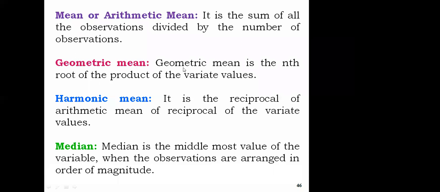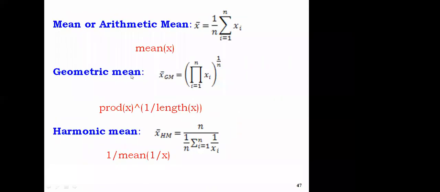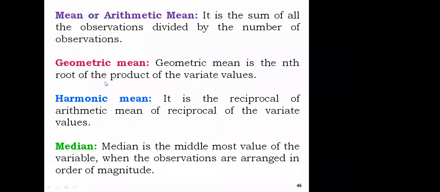And for the geometric mean, I'm going to give you the formula. First, see what this is. Geometric mean is the nth root of the product of the variate values.